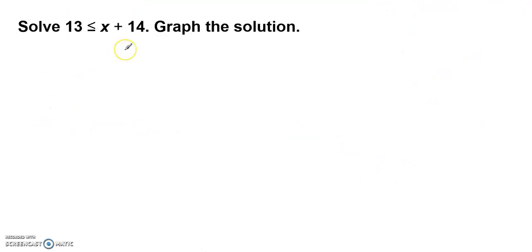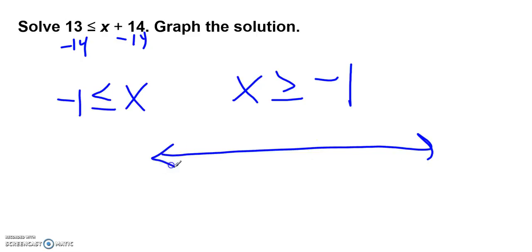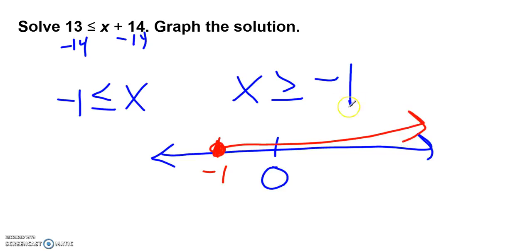Solve 13 is less than or equal to x plus 14 and graph. Okay, so I'm going to subtract 14. That's going to give me negative 1 is less than or equal to x. Don't like this order, so x is greater than or equal to negative 1. And then I'm going to graph it. 0, negative 1, filled in, and it's going this way because so is this.